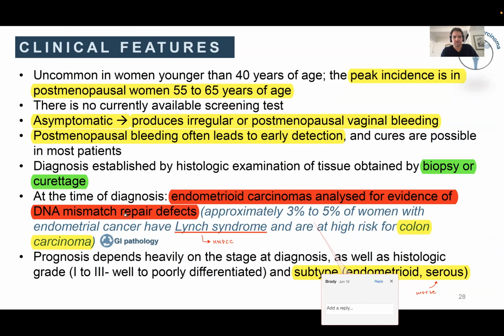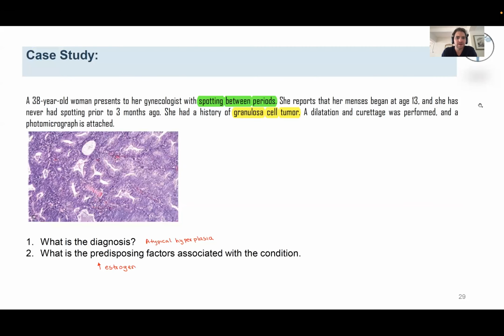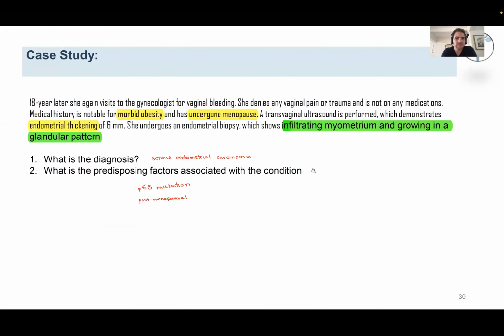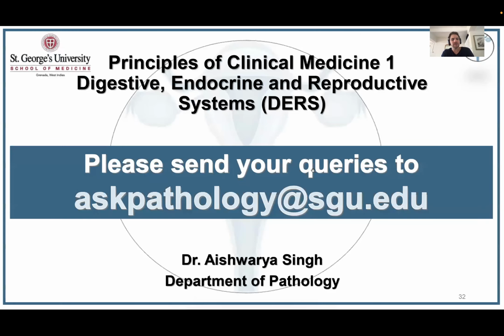Endometrial carcinomas, evidence of DNA mismatch repair. We know mismatch repair has to do with Lynch syndrome as well. So yeah, sort of correlate those, I suppose. I don't know that that'll really come up. All right, then they go into some case studies. We're not going to do those.